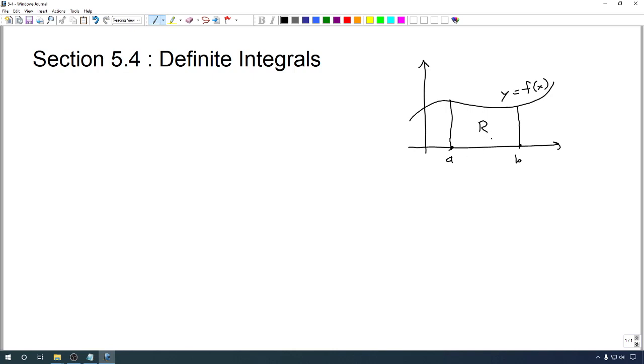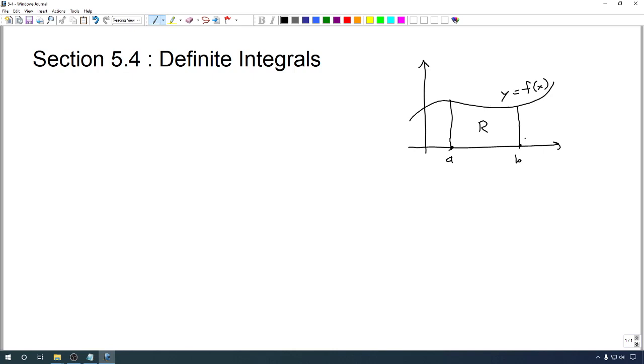This has four boundary pieces. It has the x-axis, it has the line x equals a, x equals b, and then it has the curve up here at the top. It is possible for, say, the curve to actually hit the x-axis. We're only assuming it's non-negative, not that it's specifically positive. So maybe one or more of these boundary pieces just becomes a line of length zero. But that's not really going to affect anything that we do with it.